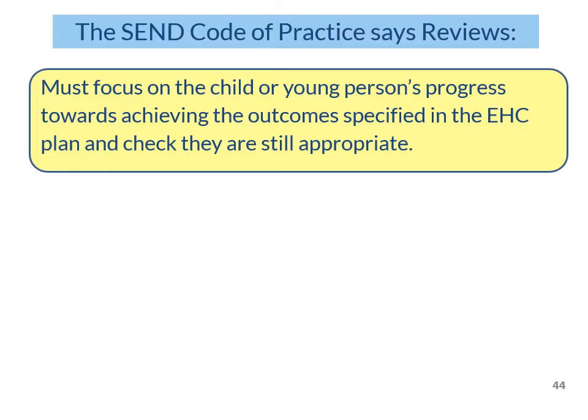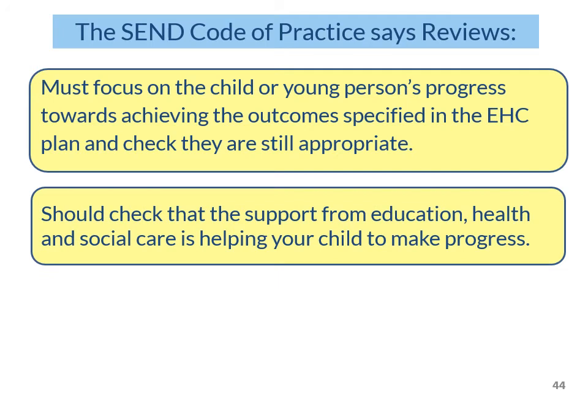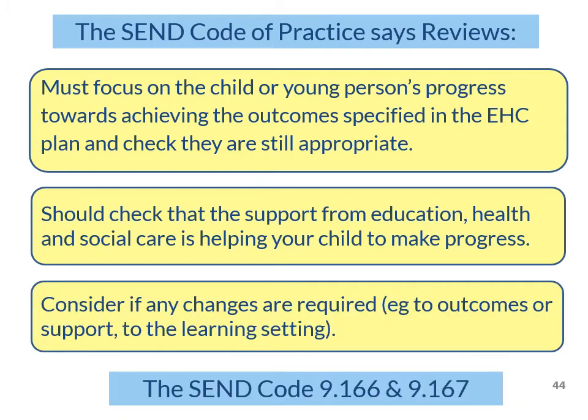So before we go any further, this is just a quick reminder that the SEND Code of Practice says that reviews must focus on the child or young person's progress towards achieving the outcomes specified in the EHC plans. Remember, outcomes are the statements in the plan which explain what your child will be able to do in an agreed amount of time with the support outlined in the plan. And the review must also consider whether these outcomes and any short-term targets remain appropriate and whether changes are needed. Reviews should also check that the support from education, health and social care is working and helping your child to make good progress, and consider if any changes are required, for example, possible changes to the outcomes or to the support in the plan, or possibly to the learning setting.